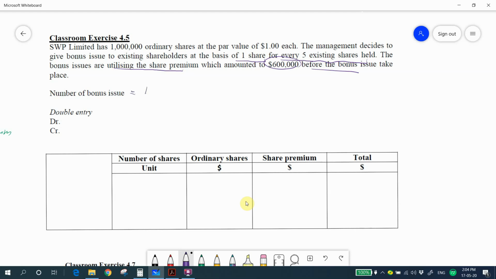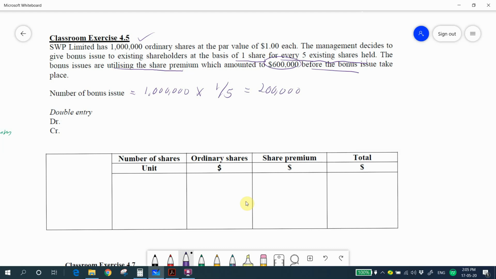So originally we have 1 million ordinary share, and the basis of giving bonus issue is if you have 5 share, I give you 1 ordinary share. So divided by 5, multiply by 1. Every 5 share, I give you 1. So how much of the bonus issue? 200,000. And now we have to provide the accounting entry for bonus issue.